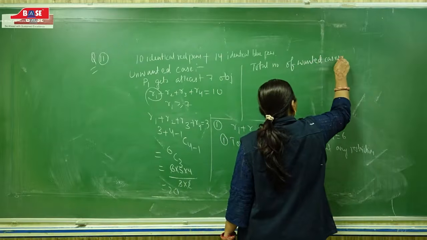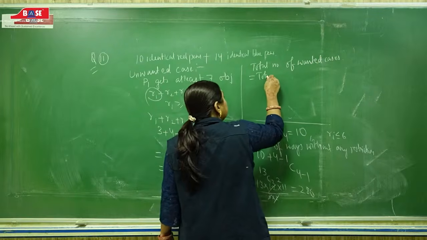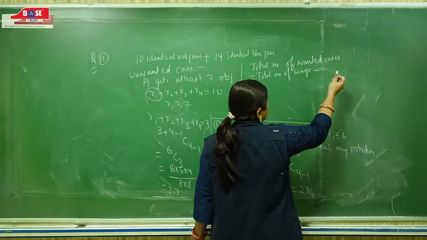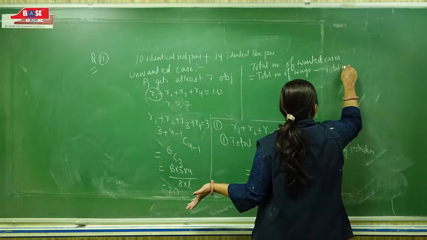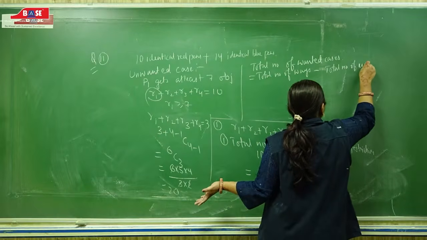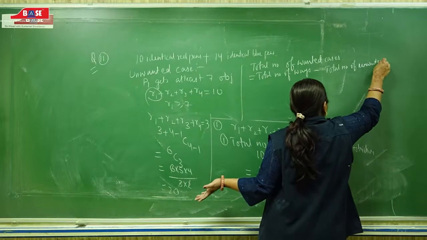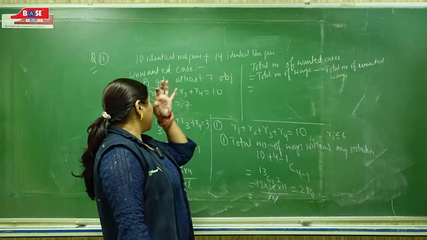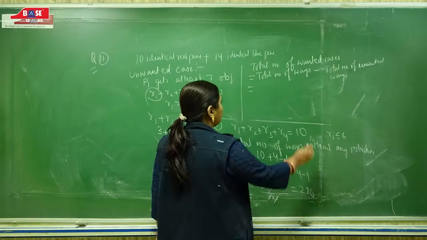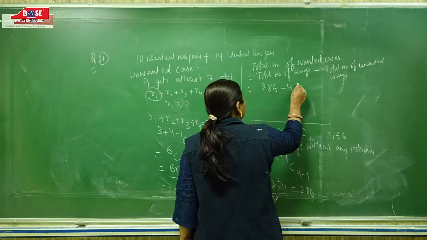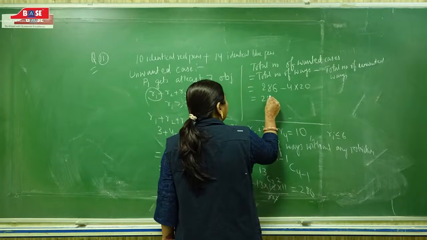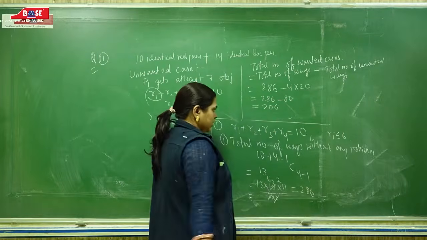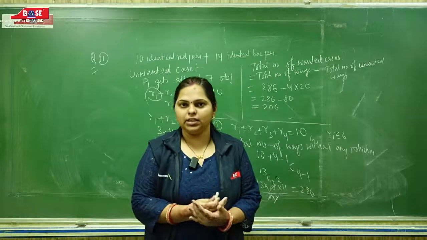So total number of wanted cases will be total number of ways without any restriction minus total number of unwanted ways. Now if you see it over here, total number of ways is 286, minus this 4 into 20, which is 80. So 286 minus 80, I am left with 206. Is it fine, everyone? So 206 should be the correct answer for this question.